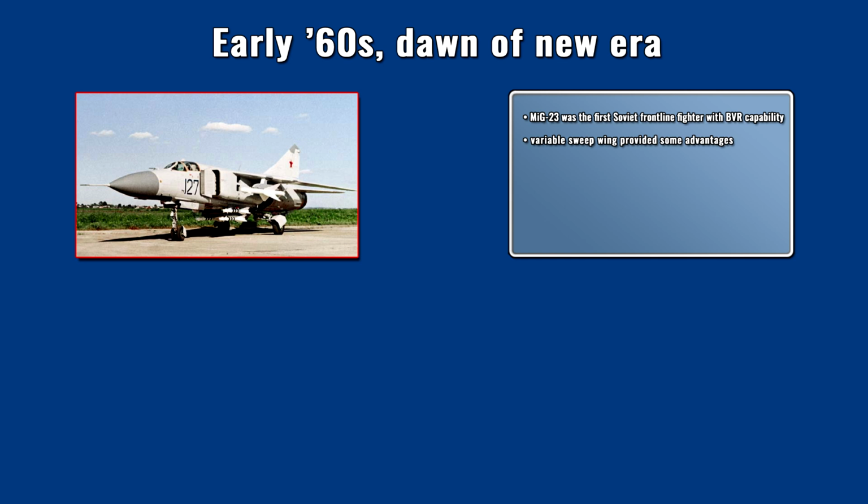In some areas it even surpassed the F-4 Phantom. Due to its variable sweep wing, small cross-section and powerful turbojet engine, its horizontal acceleration was astonishing in the high subsonic and supersonic regions. However, due to the narrow fuselage and the lack of swiveling hardpoints, the MiG-23 had a very limited number of weapon stations compared with the F-4.